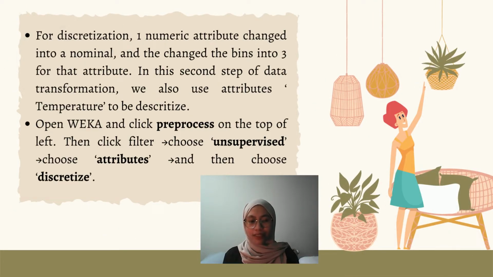For discretization, we change one numeric attribute into nominal, and we change the bins into 3 for the attribute. In this second step of data transformation, we also use the attribute temperature to be discretized. For this step, we open Weka and click Pre-Process on the top left, then click Filter, choose Unsupervised, choose Attributes, and then choose Discretize, and then you can apply.